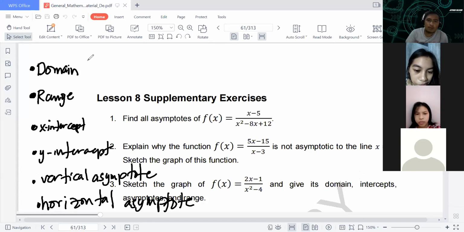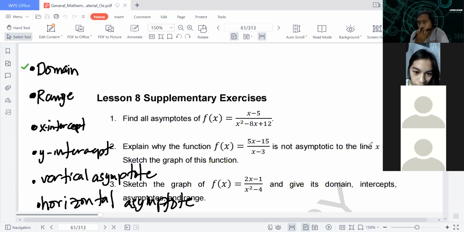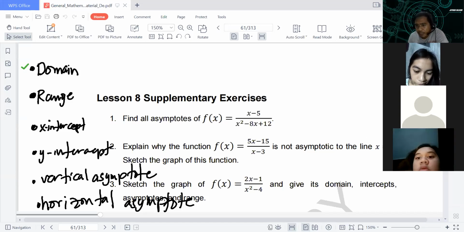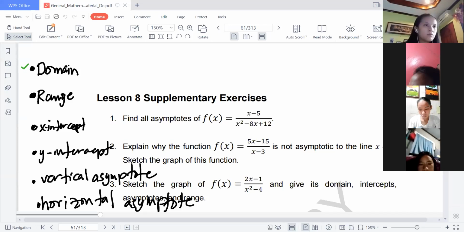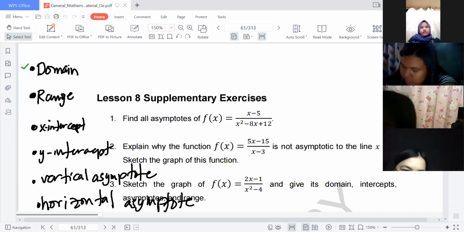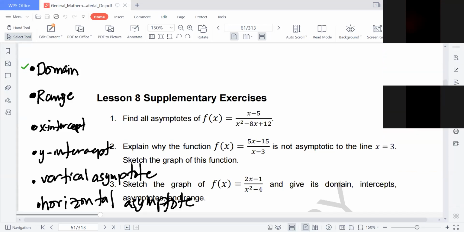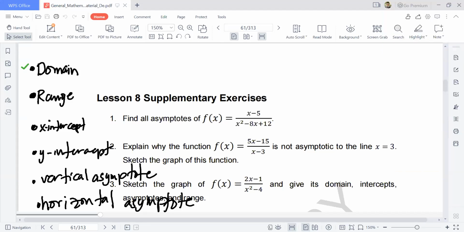Let us start with the domain. How do you determine the domain of your function? Anyone who can tell me how to find the domain of a function? What do you remember from your junior high school? Anyone?